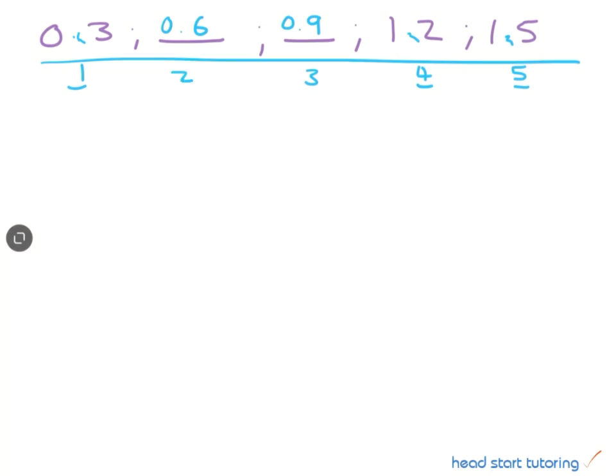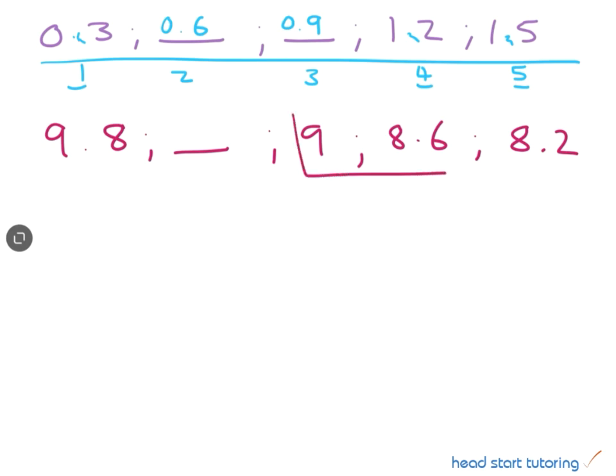Let's have a look at another sequence. 9.8, 9, 8.6, and 8.2. So what we need to do in these sorts of sequences is pick the numbers that are next to each other and see if you can figure out some sort of pattern. So the difference between 9 and 8.6 is 0.4. And because we know that 9 is greater than 8.6, we would be minusing 0.4.